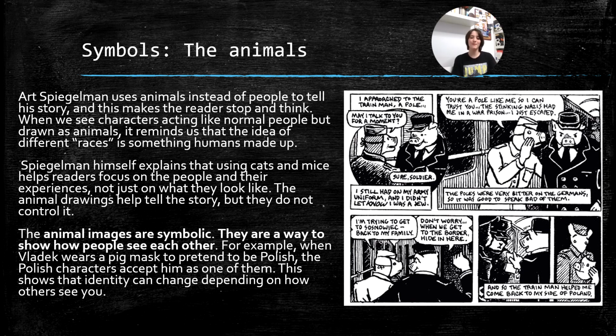So the animal images are symbolic. They're a way to show how people see each other. They see you wearing a Polish mask, they think you're Polish, so you can just act. Your identity changes depending on how others see you. You can become many people at the same time.